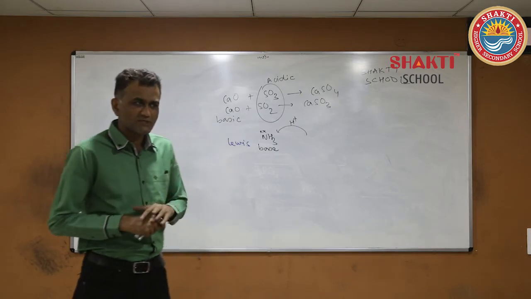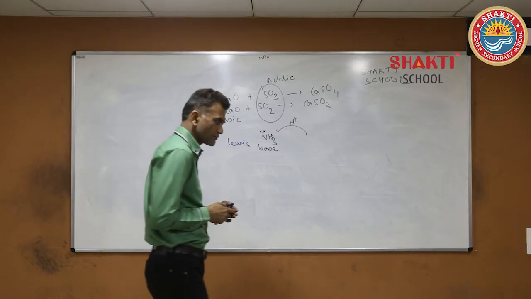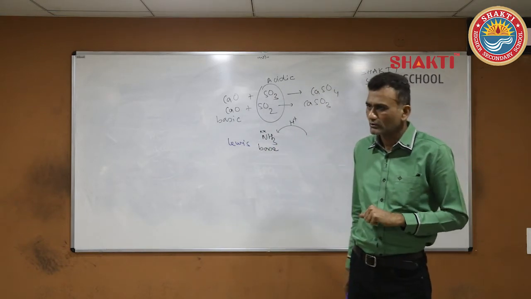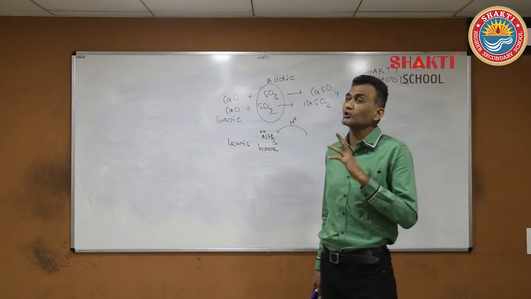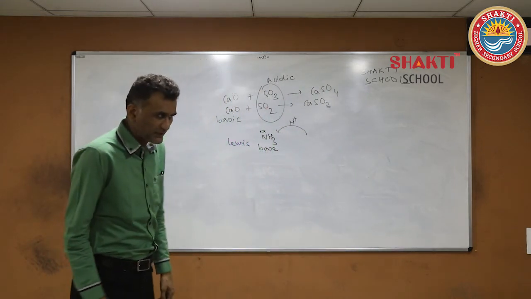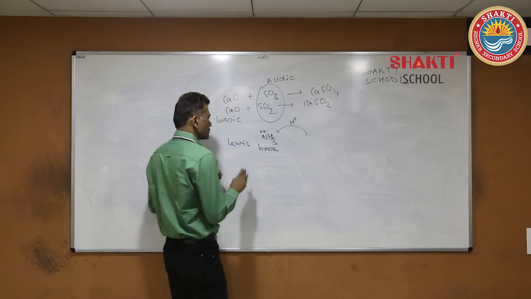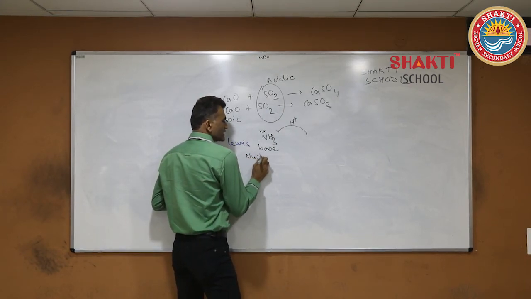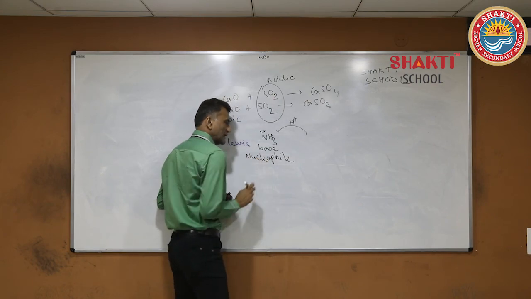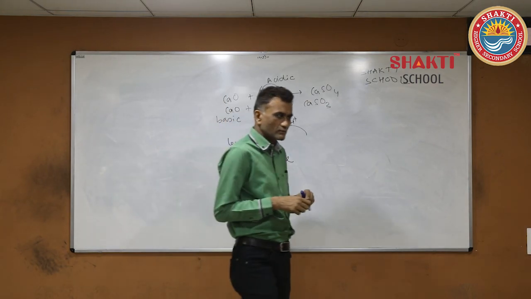A Lewis base is a substance that is an electron pair donor. And you have come across this word in your organic chemistry chapter. Any substance that can donate an electron pair is called a nucleophile. So Lewis bases are also nucleophilic substances.